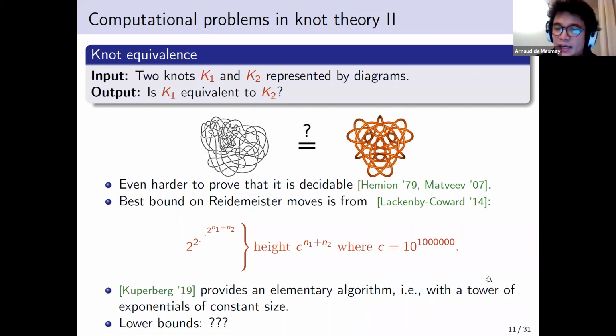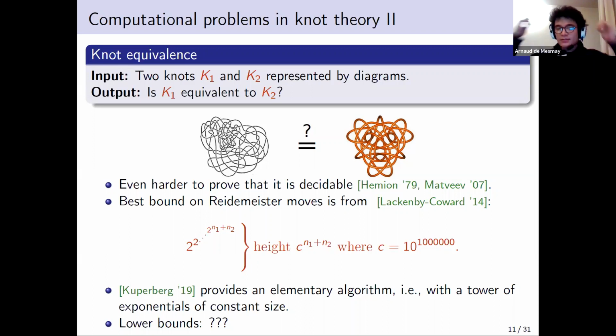So make no mistake, this is a big number. Like this C is a big number. That's the base of this exponential, and this exponential is the height of this tower of exponentials here. So this is not really a practical algorithm, I would say, and this is close to the best that we can do. Actually, we can do a bit better. Using geometrization, Kuperberg provided an algorithm that is elementary.